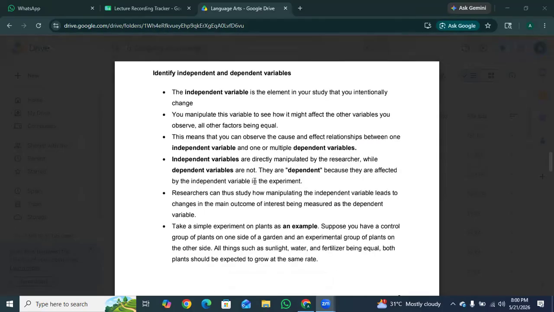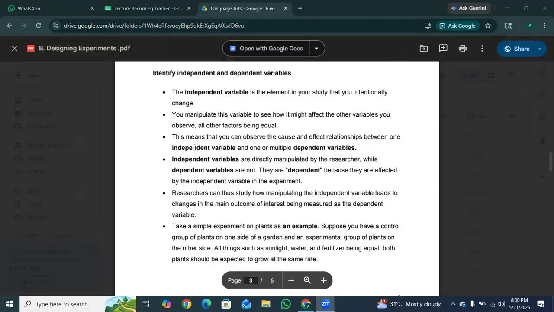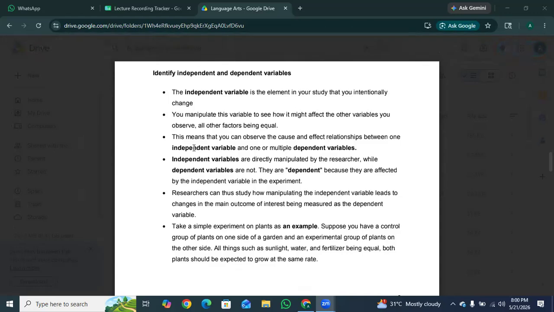So the next one is identify independent and dependent variables. Okay. The independent variable is an element in your study that you intentionally change. Like you manipulate this variable to see how it might affect the other variables you observe, all other factors being equal. This means that you can observe the cause and effect relationship between one independent variable and one or multiple dependent variables. So basically, what is independent variable?